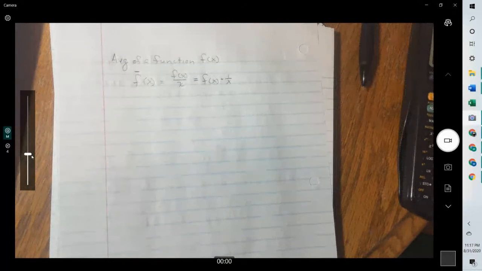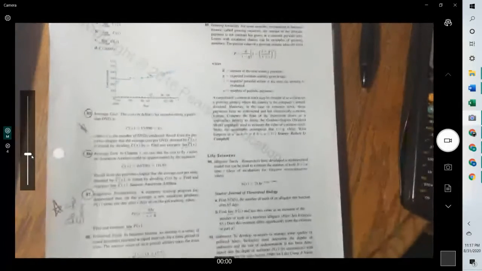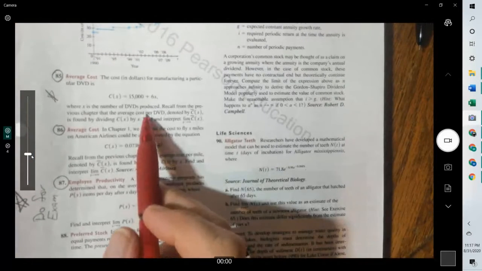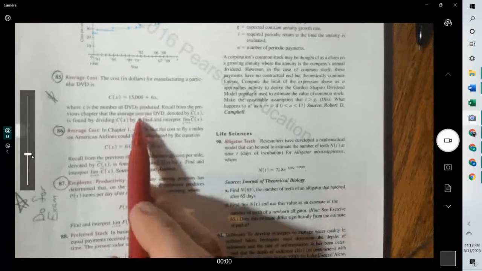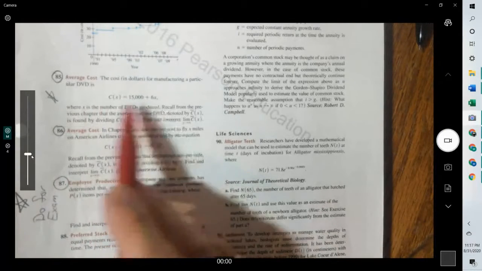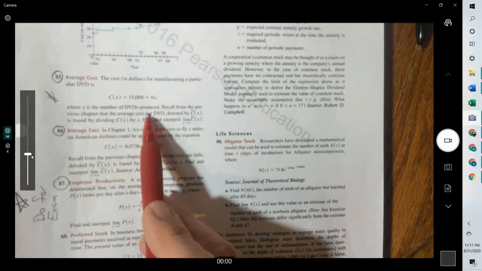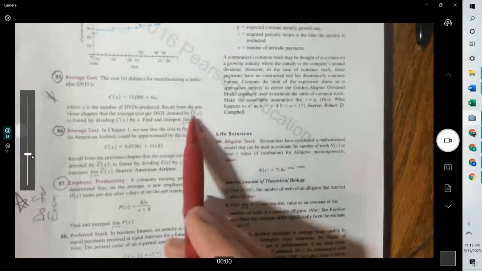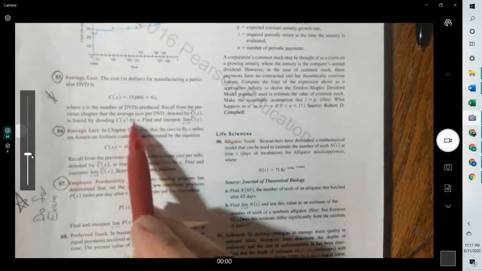Number 85. Okay, so this one here, it says the cost in dollars to manufacture a particular DVD is C of x equals 15,000 plus 6x, where x is the number of DVDs produced. Recall from a previous chapter, and this was in chapter 10, I think, that the average cost per DVD is found by dividing by x.